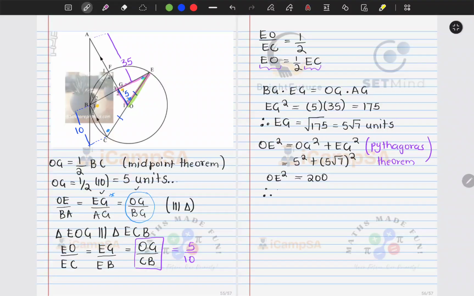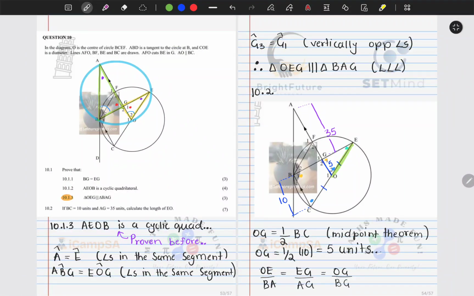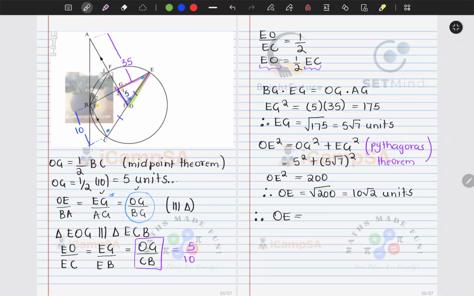So therefore, if you square root, you will see that your OE will be the square root of 200, which is the same as 2 times 100. So that should give you 10 square root of 2 units. Okay, so we can round off to 2 decimal places. They say 2 decimal places. Well, they didn't specify. So our answer becomes 14.14 units.